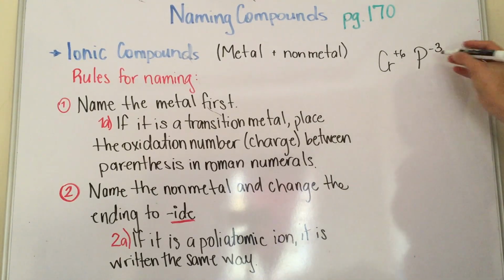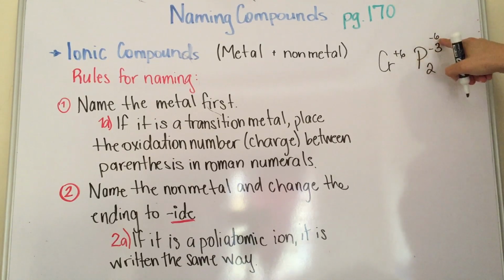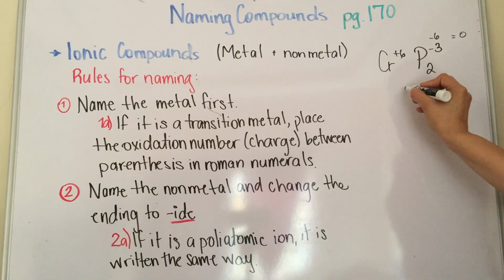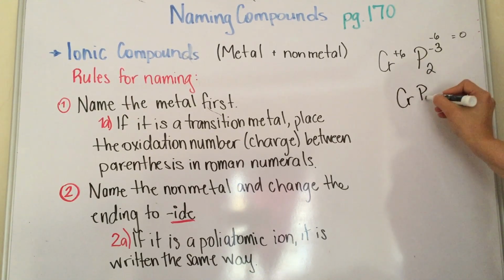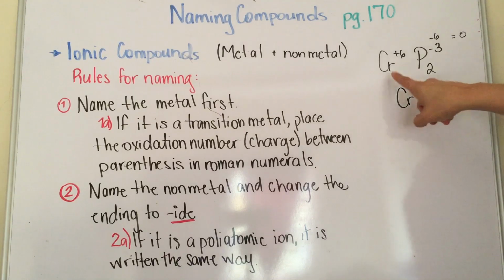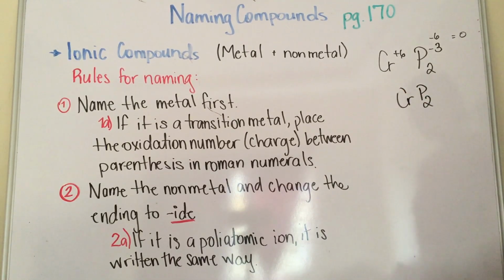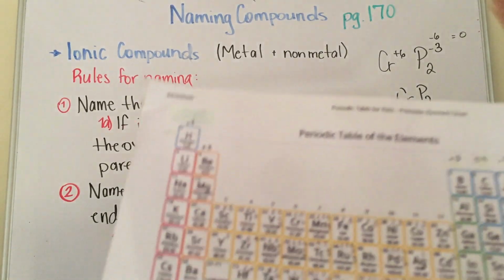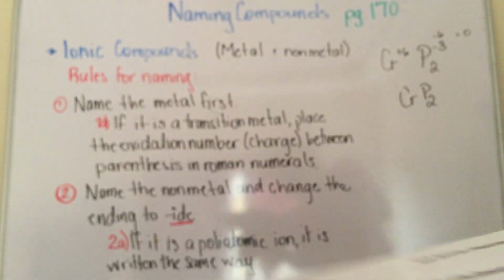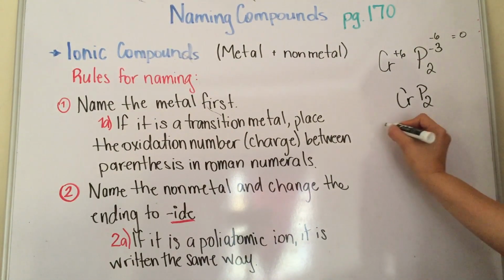And this is really simple because I just add up a 2 here. 2 times 3, 6. +6 minus 6 equals 0. All right, so my chemical compound is chromium, phosphorus 2. All right, now comes the naming. First, I'm going to name my metal. Is chromium a single metal or is it a transition metal? Chromium, if you can find it in your periodic tables, it's right here. So it is a transition metal. So I know I'm gonna write its name.